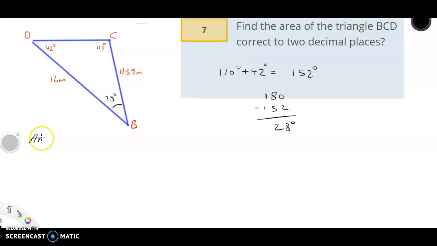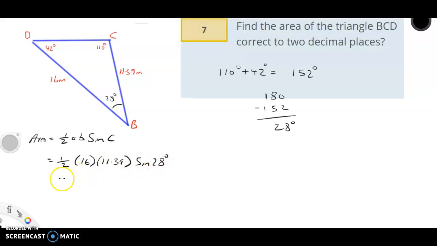Now to get the area, on page 16 of the log tables, there's a rule: area of a triangle equals a half AB sine C. Now A and B are two sides where we know the angle between them, and that's going to be C. So in this case, A will be 16, B will be this 11.39, 16 times 11.39 times sine of the angle between them, which is 28 degrees.